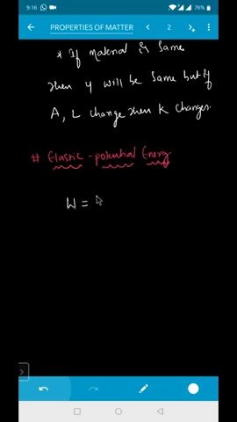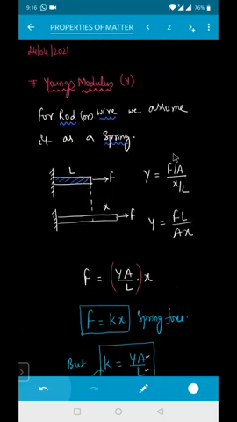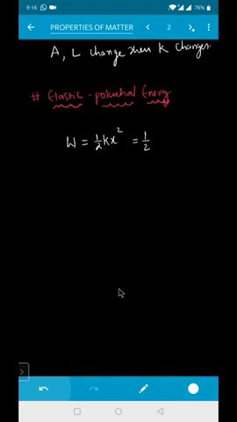Energy stored in a metallic wire: U is equal to half into K into X square. In the spring energy, you did this one in work and energy: W is equal to half into K into X square, where X is the deflection. Or else this can be written as half into K. What is the K value? F is equal to K into X, so K will be equal to F by X.